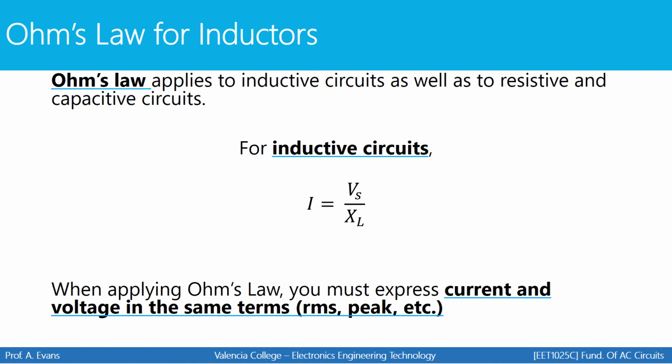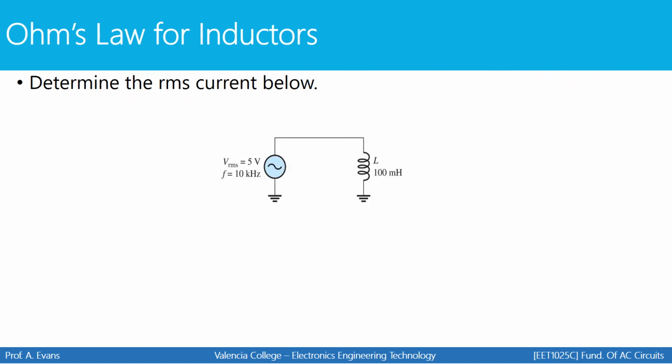Ohm's law will apply to an inductive circuit the same way it will apply to a capacitive circuit. So you can find the total current in a circuit by taking the source voltage and dividing by inductive reactance. Remember you must have all your units in the same form, RMS, peak, etc.